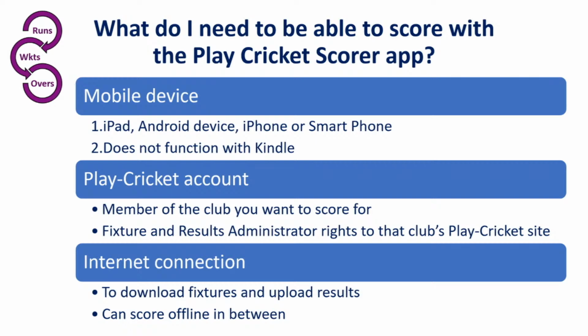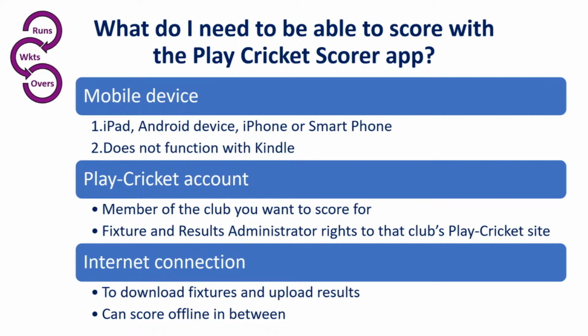If you want to show instant results, you want to show live scores, you will also need an internet connection, and you will need that connection to both download the fixture and upload the results, regardless of whether you're going to do it in a live situation. But you can download the fixture from home, go and score offline, and then upload the result from home or from wherever you've got Wi-Fi afterwards.